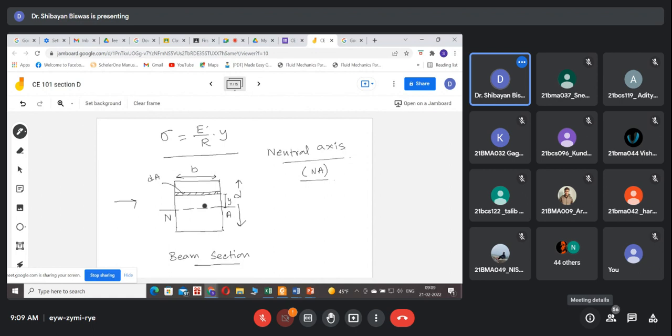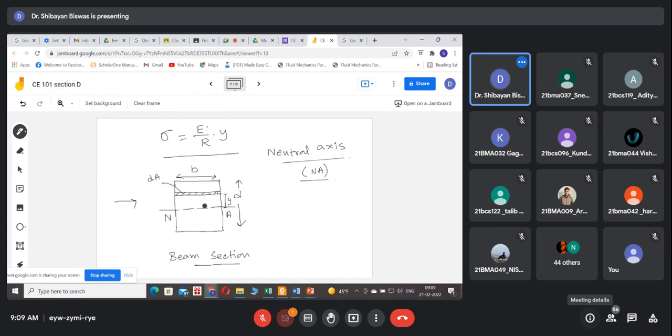Second moment of inertia. First of all, that is called the second moment of area or moment of inertia. But that is the integration of Y squared dA, not this one.